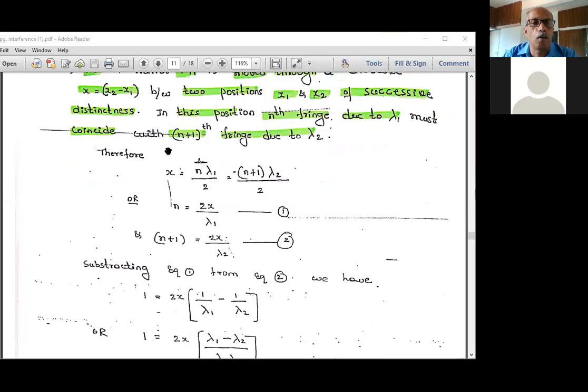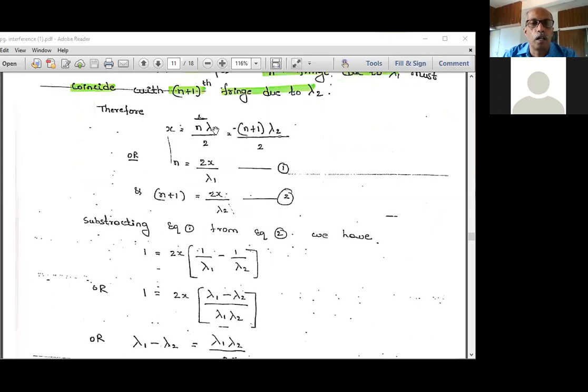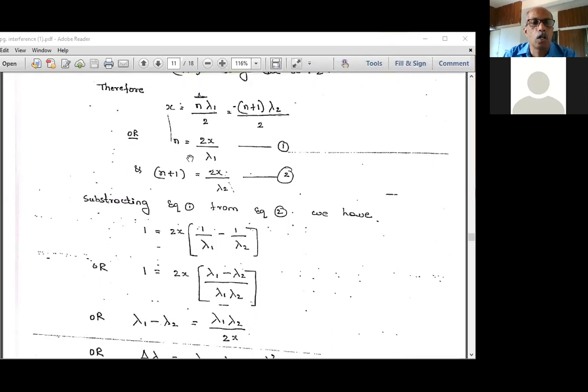And therefore, we have x is equal to n lambda 1 by 2, or that is equal to (n plus 1) lambda 2 by 2, minus sigma, right? Or n will be equal to 2x by lambda 1, cross multiplying, and n plus 1 will be equal to 2x by lambda 2. The expressions in equations 1 and 2 where n is equal to 2x by lambda 1 and n plus 1 is equal to 2x by lambda 2, minus sigma, right?